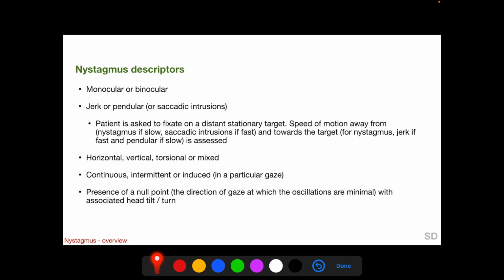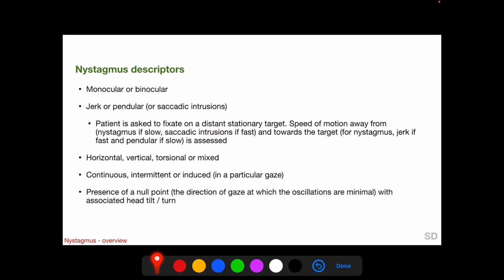The nystagmus which we find in a patient should first be described as whether monoocular or binocular, whether jerk or pendular or a saccadic intrusion. To determine that, we have to ask the patient to fixate on a distant stationary target, and then we have to determine the speed of movement away from the target and towards the target. And if the speed of the motion away from the target is slow, then it is a nystagmus, and if the speed away from the target is fast, then it is a saccadic intrusion.